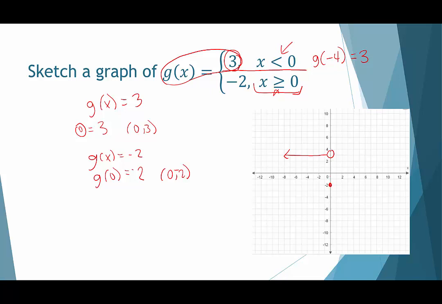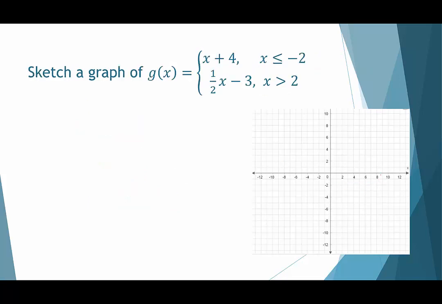And then we can plug in any other point so long as x is bigger than 0. So maybe we plug in 6 because 6 is on my graph. We're going to get -2 when we plug in 6. So (6, -2) would be here. As I mentioned, this one's also a piece of a horizontal line. And this is what the graph of g would look like.